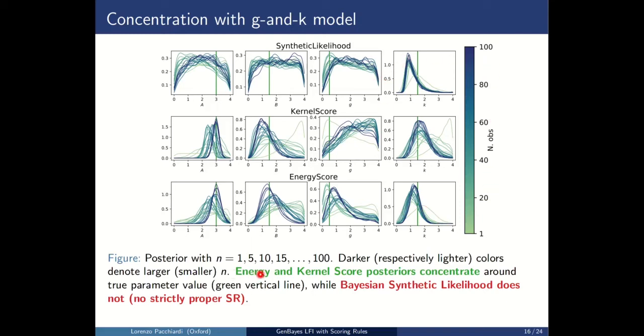And you can see that the energy and the kernel score posteriors concentrate approximately around the true parameter value, while the Bayesian synthetic likelihood does not. And the reason why it doesn't is that it doesn't use a strictly proper scoring rule.